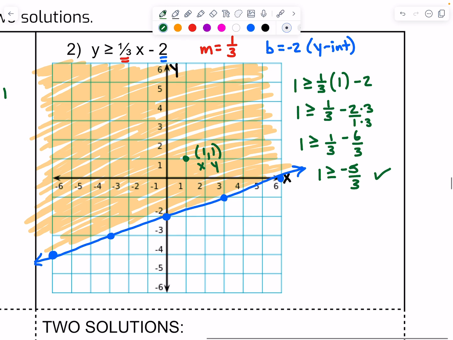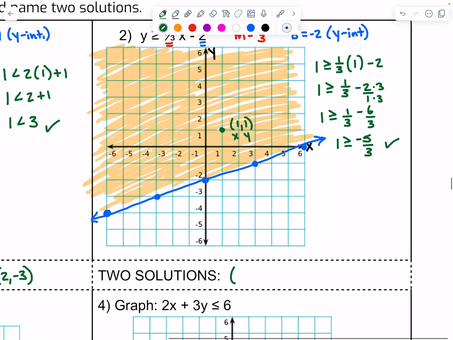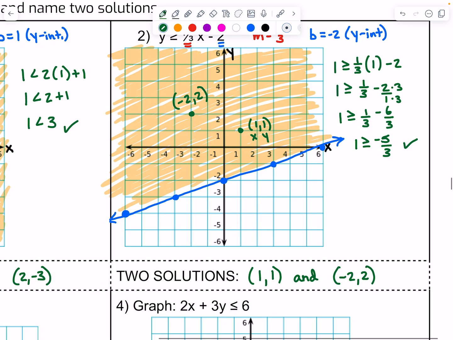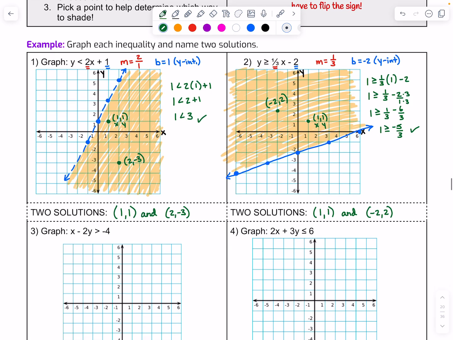And we needed to know what two solutions are anyway, so now we've already got one, 1, 1, and we know everything above the line would work. So let's just pick out like -2, 2 would be another good point to label. Okay, so let's do another one.